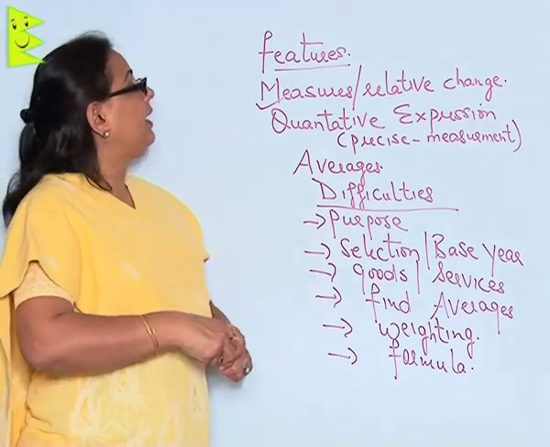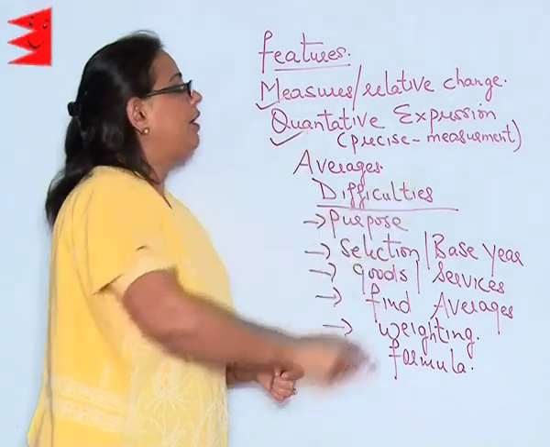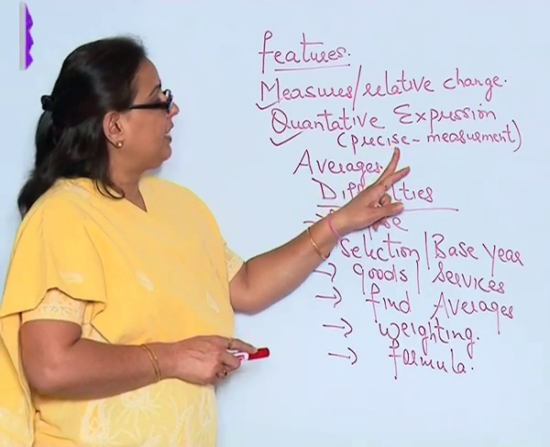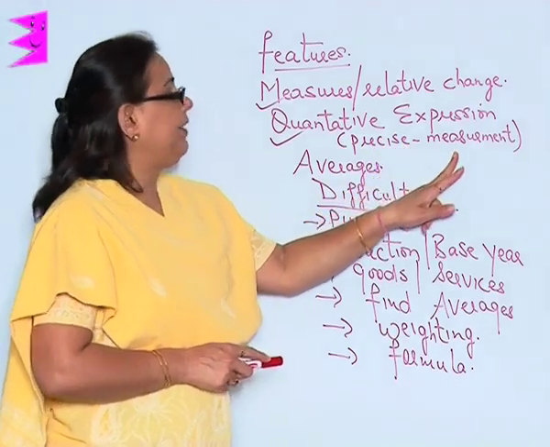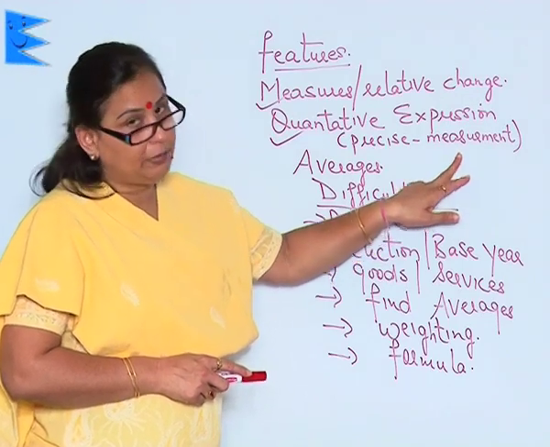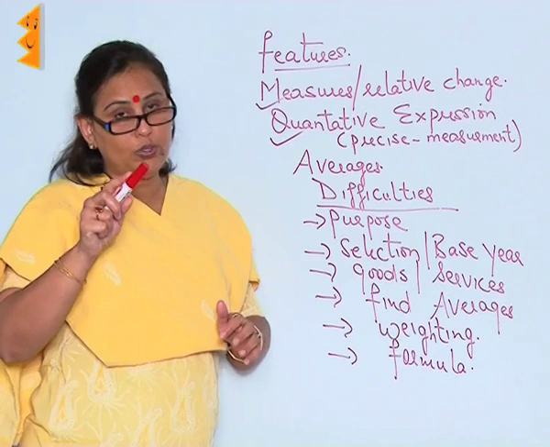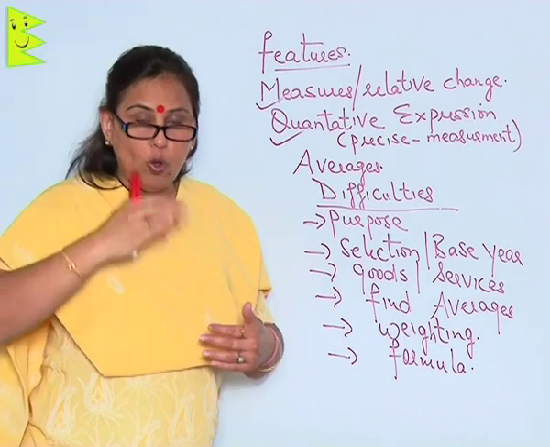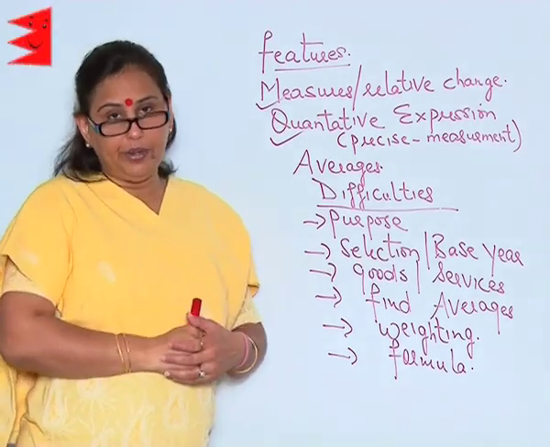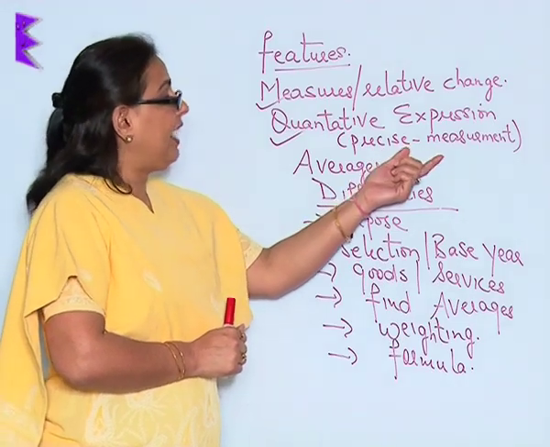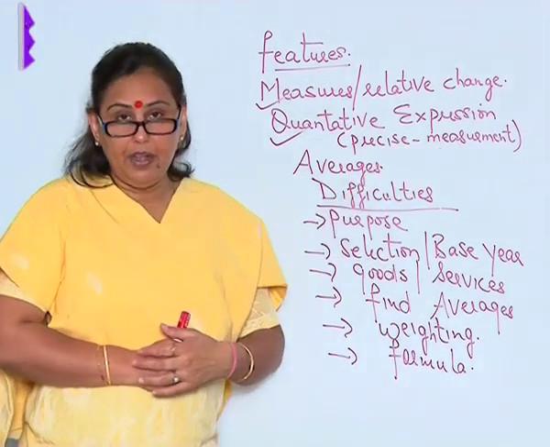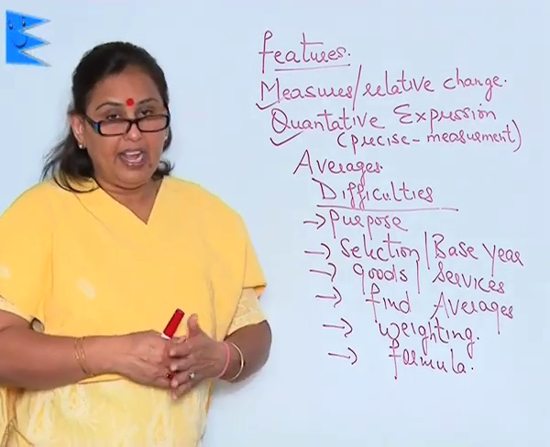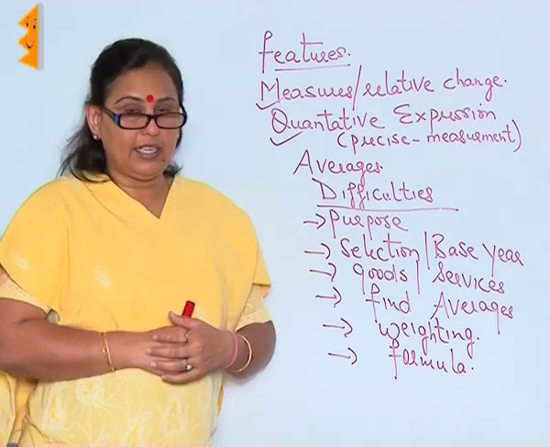Now, next is that the index number is a quantitative expression. That is to say that it gives us a precise measurement, and thus the quantitative expression is used. The numbers are there to indicate the levels of rise or fall in the price of commodities. Thus, it is very precise, because even a layman can understand what changes are occurring from year to year as far as the price rise is concerned.